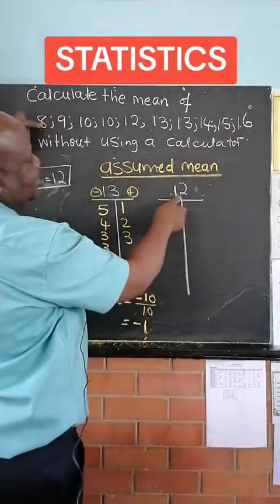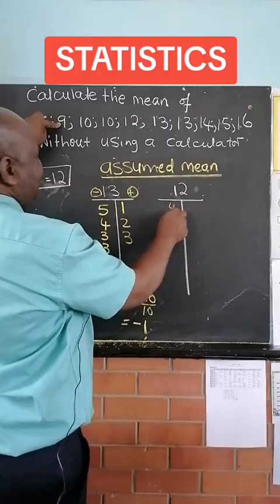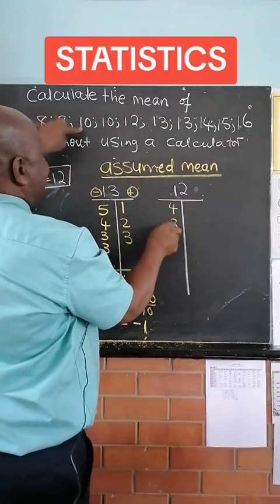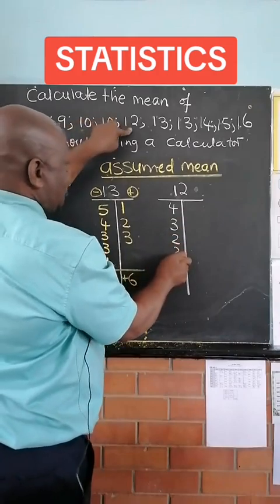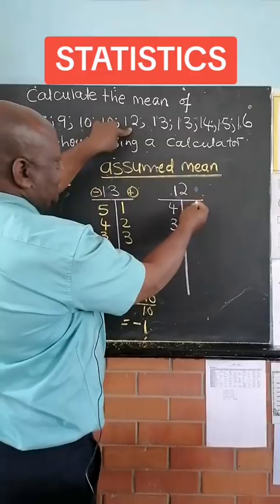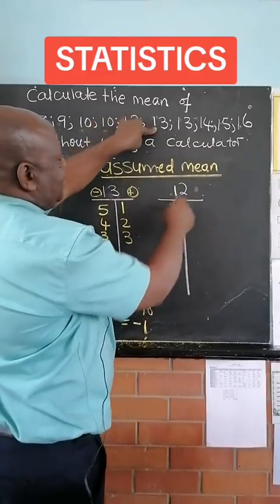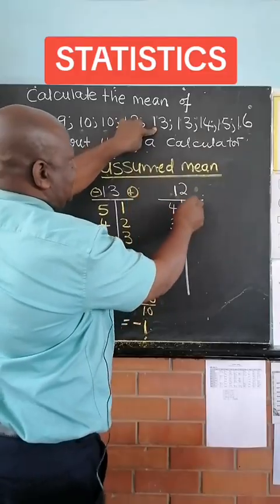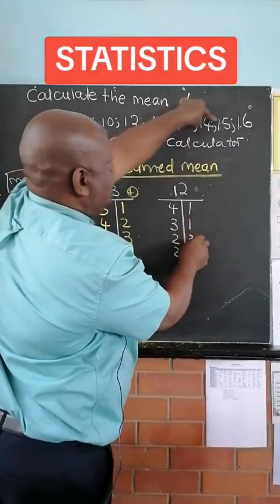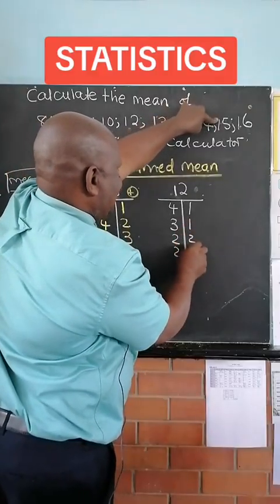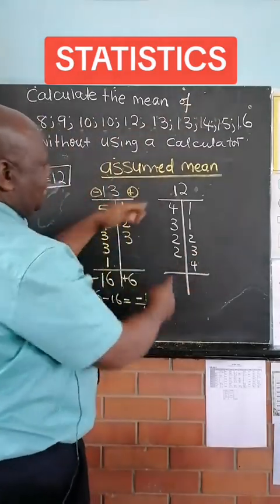8 minus 12 is -4. So I write 4 this side. 9, that's -3. 10, -2. 10, -2. 12 is neither positive deviation nor negative deviation. I leave it out. 13 minus 12 is 1. Which side? This side. 13, 1. 14, 2. 15, 3. 16, 4. Let's see what this sums to.